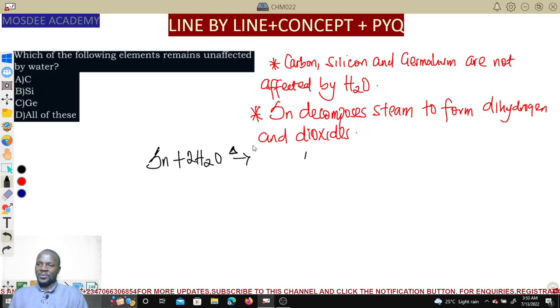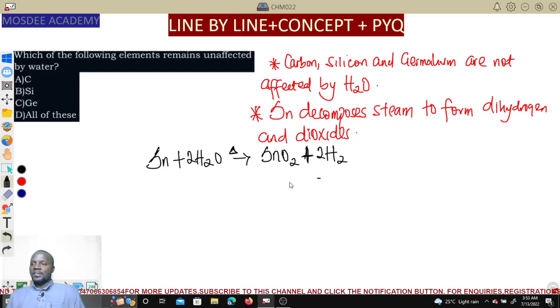Everybody knows the sign of this one. So you expect SnO2 plus hydrogen: two molecules of hydrogen to balance the equation. I think it's balanced. Yes, it should be balanced. So note that. Another important thing you can also ask, which is popular in junior-level questions, is very common.